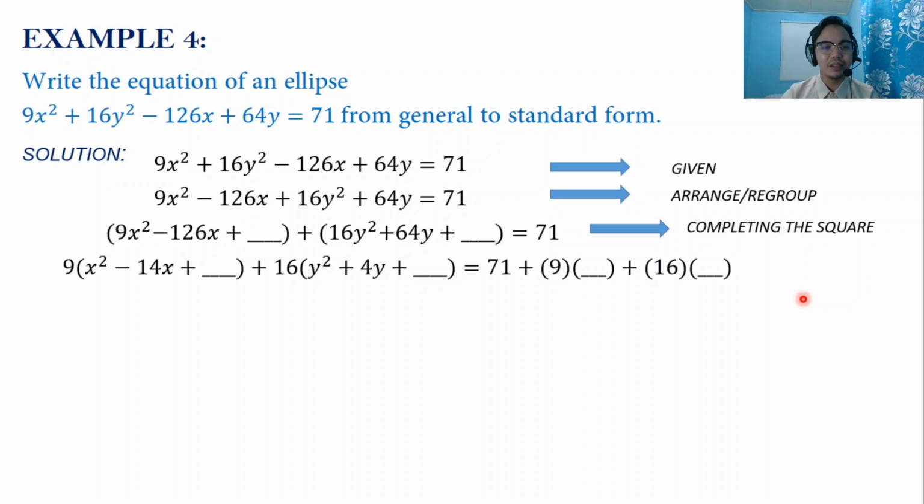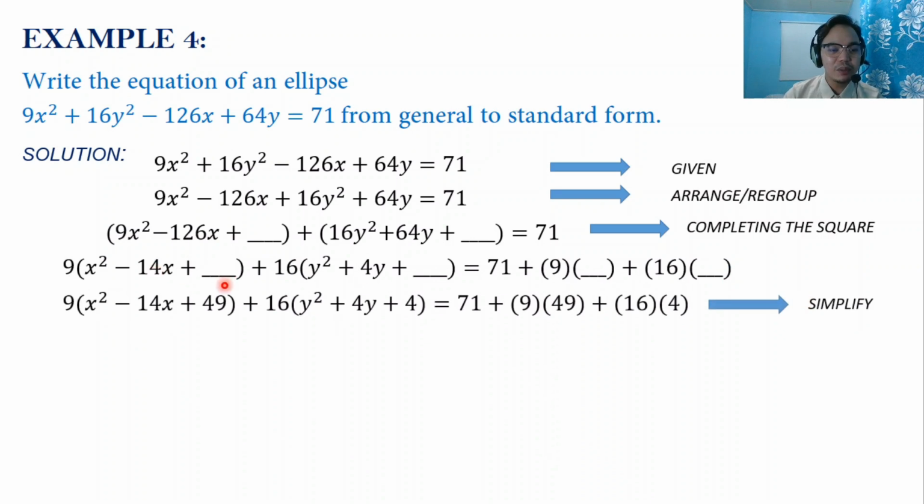Okay, let's proceed. So since A is 1, we can now find the value of C. So that is 49 because negative 14 divided by 2 is negative 7. Then square it, we have 49. In the other term, 4 divided by 2 is 2. Then square it, that is 4. So ito yung binabanggit ko kanina. Kung ano yung dinagdag natin dun sa kaliwa, idadagdag din natin sa kanan.